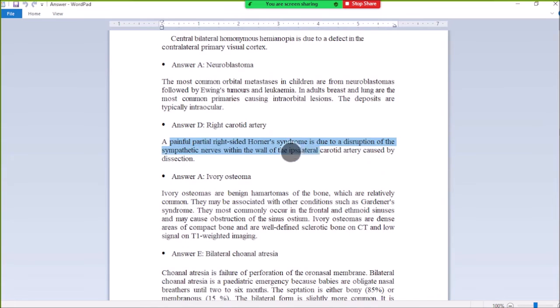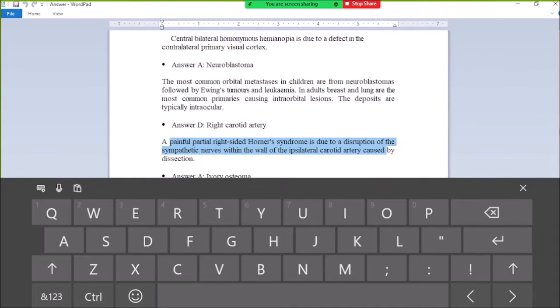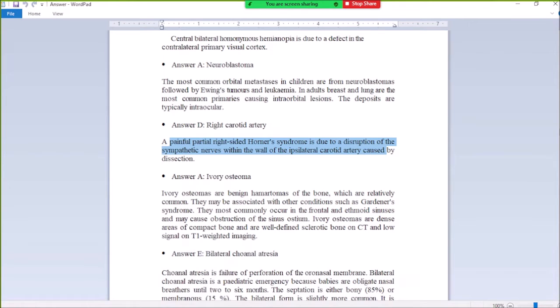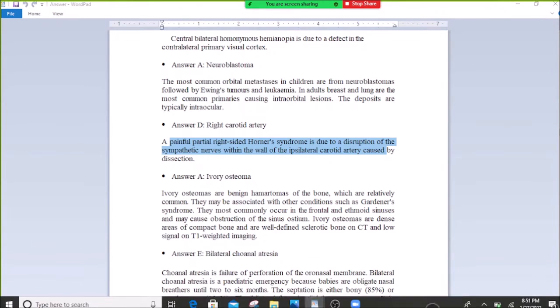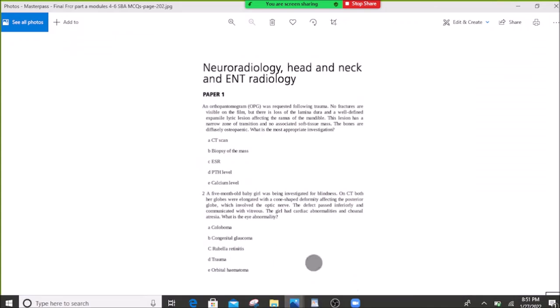The painful right-sided Horner syndrome is due to disruption of the sympathetic nerves in the wall of the ipsilateral carotid artery caused by dissection. And look at the big MCQ.